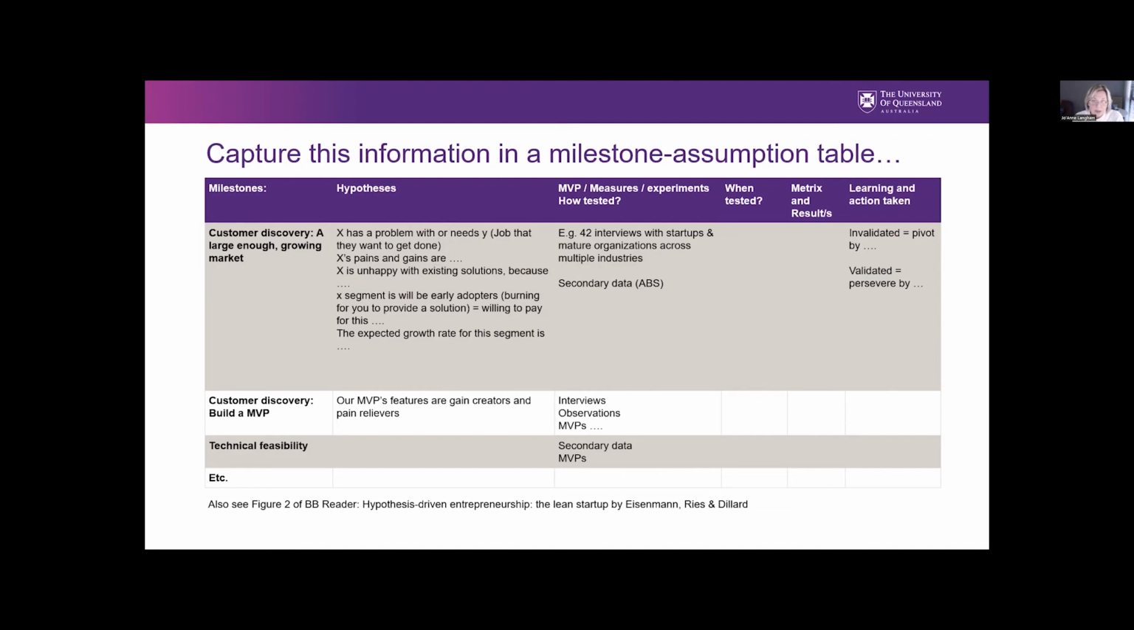So here is an example of 42 interviews with startups, and then we might complement that with secondary data. So actually using data to examine our hypotheses. And then at the end of that, you would note whether it was validated or not, and whether you want to continue on or change direction. And you could do this at each step in the actual process.